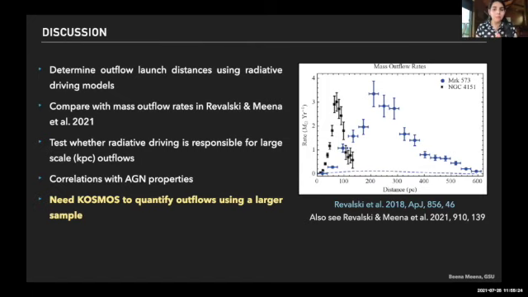So one of our goals is to compare our analytical model based on radiative driving with these mass outflow rate calculations, and to test whether the AGN radiation pressure is the primary mechanism for large-scale outflows that we see in most of our targets. Finally, we will want to determine whether these outflow sizes and launch distances scale with AGN luminosities. Although to find a stronger correlation, we need a larger sample. That's why we are eagerly waiting for COSMOS, which will provide a higher sensitivity and no contamination that would be excellent for our spatially resolved long-slit spectroscopic observations.